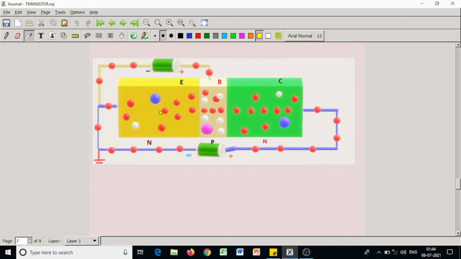The majority electrons, red balls, are repelled by this negative terminal in this direction. They are forced to flow towards the base. Again, the positive terminal repels these white holes in this direction in the emitter. So, as electrons flow in this direction, a current flows in this direction, and holes flow in this direction, another current flows in this direction. These two currents together form the emitter current in this direction.